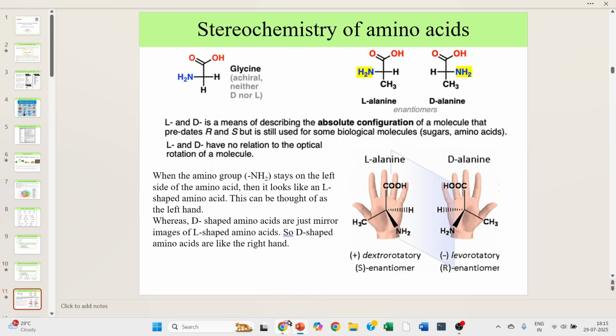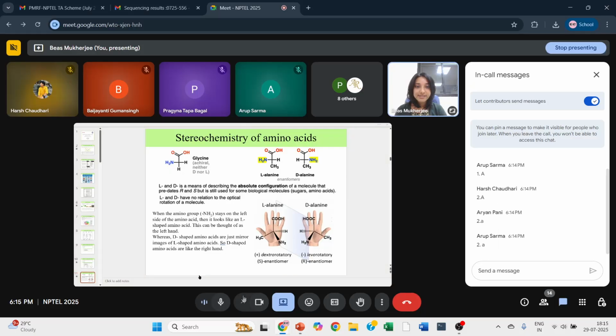Now we go to another interesting thing, which is stereochemistry of amino acids. In nature, normally amino acids are L amino acids. But in some bacteria, there is D amino acid. Now, what is this D and L?